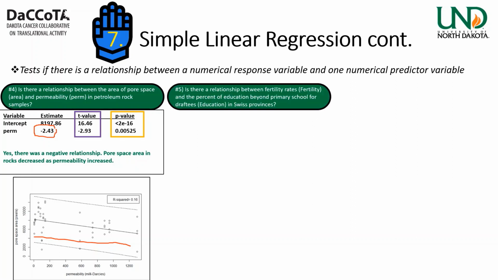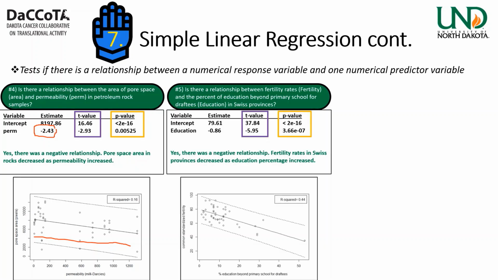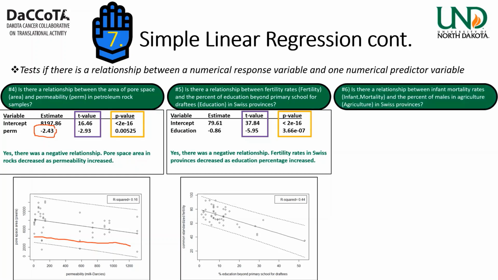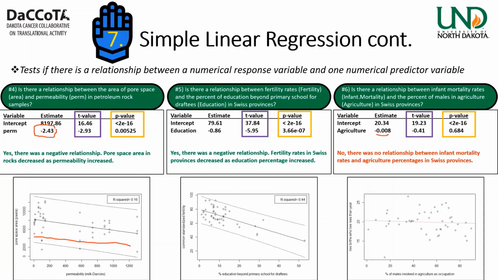Let's turn to this Swiss province data set. Is there a relation between fertility rates and the percent of education beyond primary school? So education, we find that there is a significance, and again, there is a negative relationship. The higher the percent education, the lower the fertility rate. And again, on that Swiss data set, we looked at agriculture and infant mortality, and there was no significant difference. Our estimate was very, very close to 1. The t-value and p-value were not significant, and I just plot the null results. You can see essentially as agriculture changes, infant mortality isn't really affected by it.